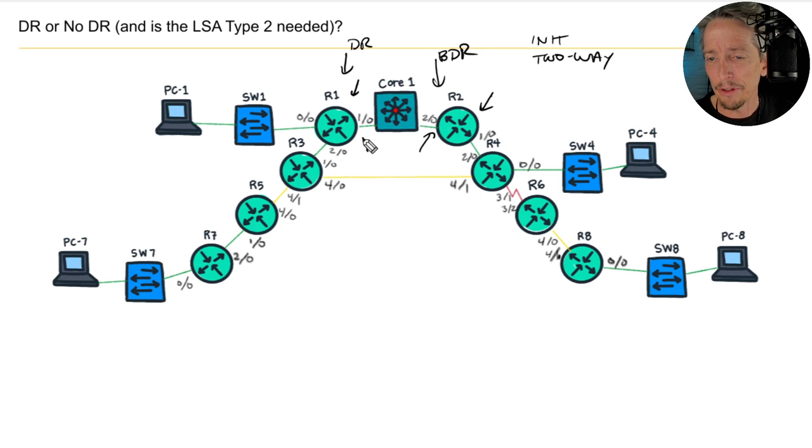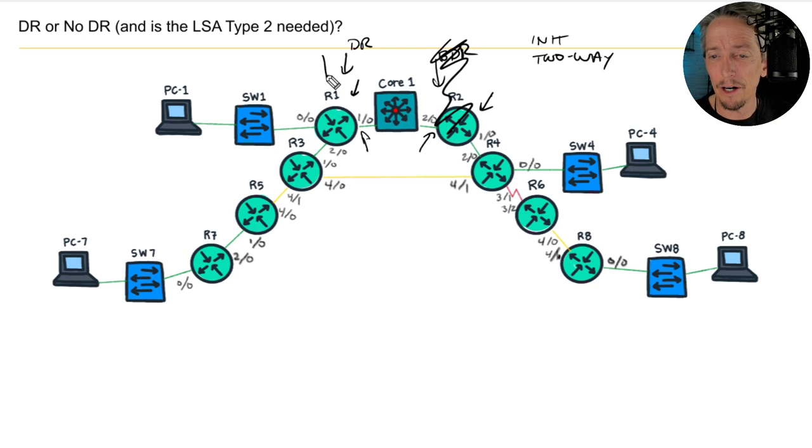And again, we could control that with the priority on the interfaces or the router IDs if both routers are brought up at the same time. That's when they would duke it out, and the one with the best priority would win. If they were the same priority of one by default, then the router with the highest router ID would win and become the DR, and the other one would become the BDR. All right, so let's do this.